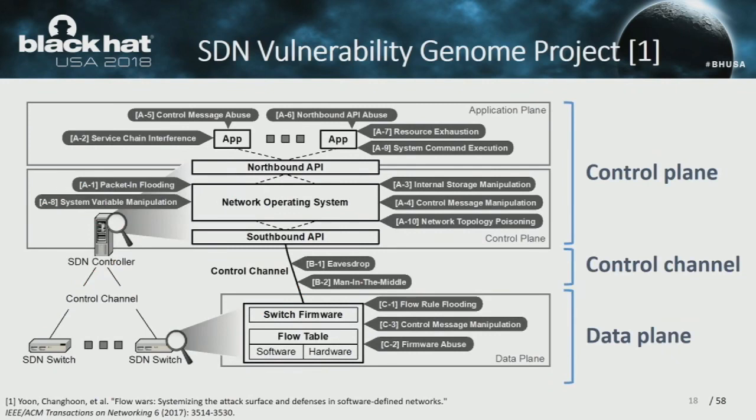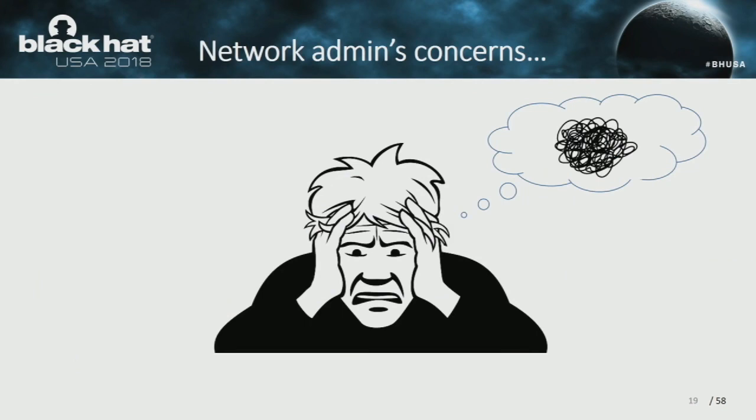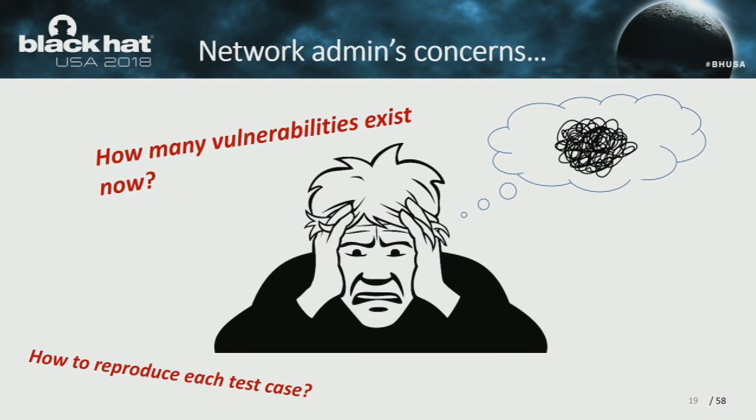In addition to those cases that I mentioned in the previous slide, there have been many other cases in each layer, as shown in this SDN vulnerability genome project. So we believe the network operators who are seeking adoption of SDN would want to know if various SDN components are vulnerable to those cases or not. So one possible question is how many SDN vulnerabilities exist now? And also, if we have the known attack security test scenarios, how to replay each one?